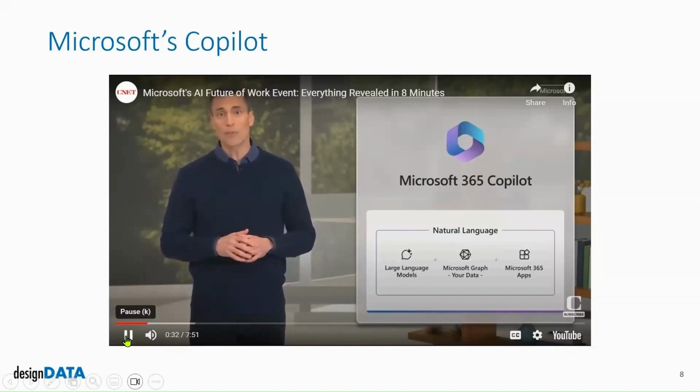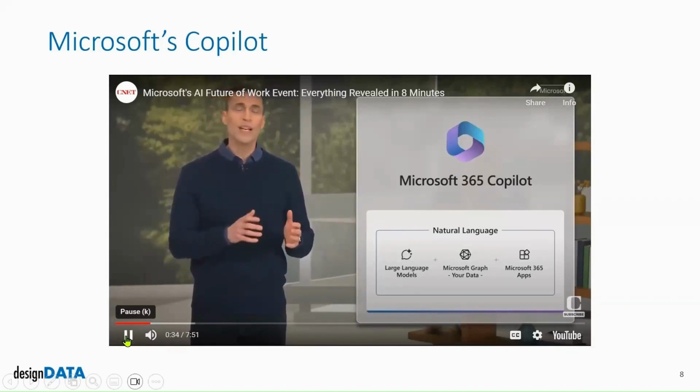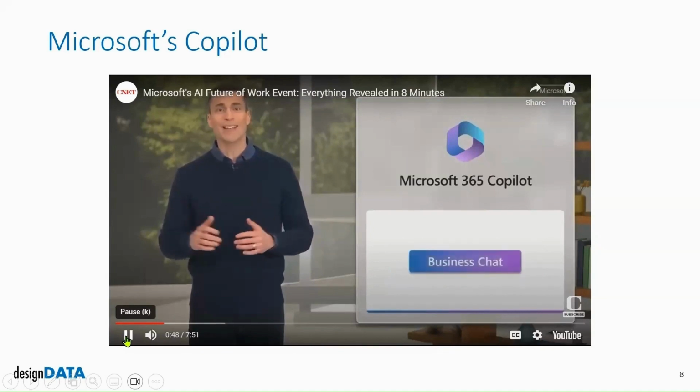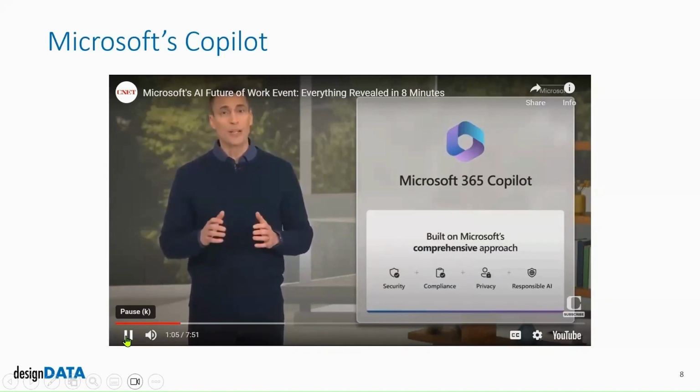Copilot is integrated into Microsoft 365 in 2 ways. First, it works alongside you, embedded in the apps millions of people use every day: Word, Excel, PowerPoint, Outlook, Teams, and more. Second, we're introducing an entirely new experience, Business Chat, that works across all of your data and apps, your documents, emails, calendar, chats, meetings, and contacts, to do things that you've never been able to do before. And Copilot is built on Microsoft's comprehensive approach to security, compliance, privacy, and responsible AI, so you know it's enterprise ready.